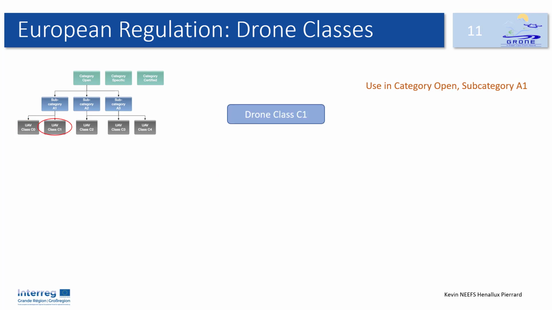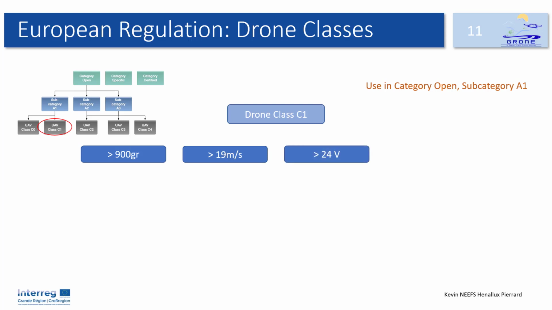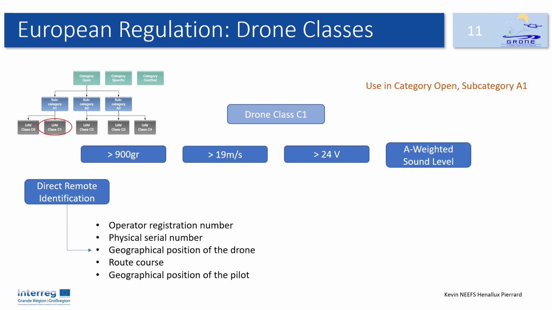To be in the C1 class, the drone must weigh less than 900 grams, have a vertical speed that doesn't exceed 19 meters per second, be powered by electricity and have a nominal voltage not exceeding 24 volts, have a guaranteed A-weighted sound power level, have a direct remote identification that gives the operator registration number, the physical serial number of the drone, geographical position of the drone, the route course, and the geographical position of the pilot.